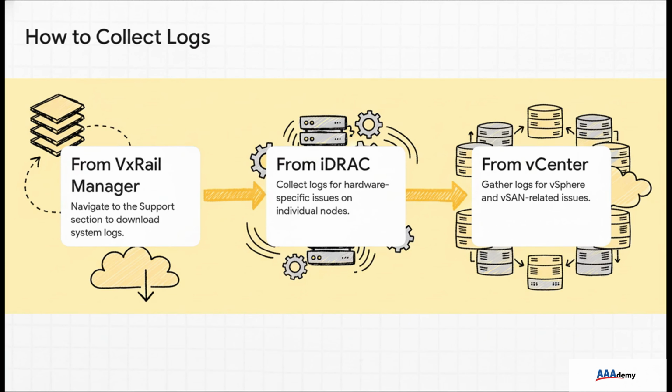And the best part is how easy they've made it to collect them. You can pull a whole system log bundle right from VxRail Manager for any software-level stuff. If you think it's a hardware problem, you can jump into the iDRAC, that's the Integrated Dell Remote Access Controller, and get hardware-specific logs. And of course, for anything to do with vSphere or vSAN, you grab those from vCenter. Honestly, just knowing which log bundle you need is half the battle right there.